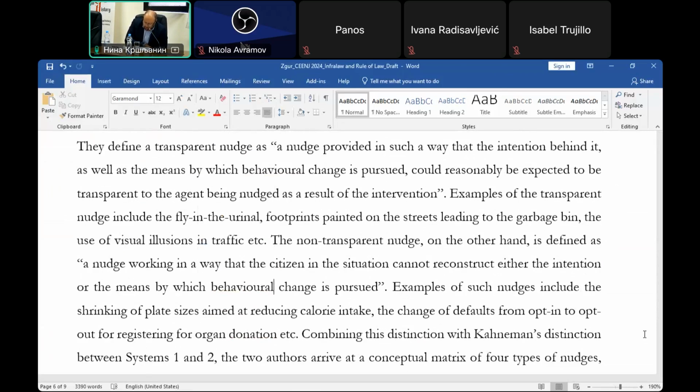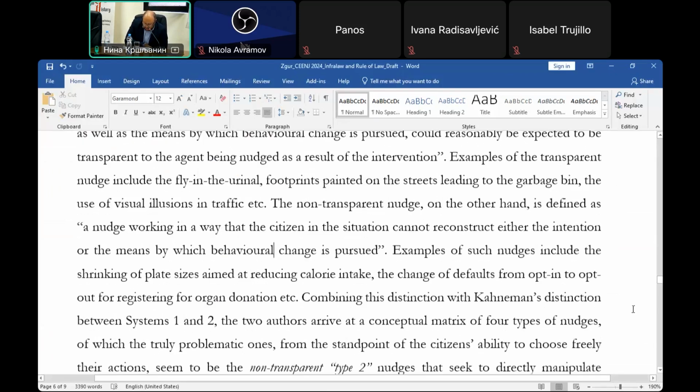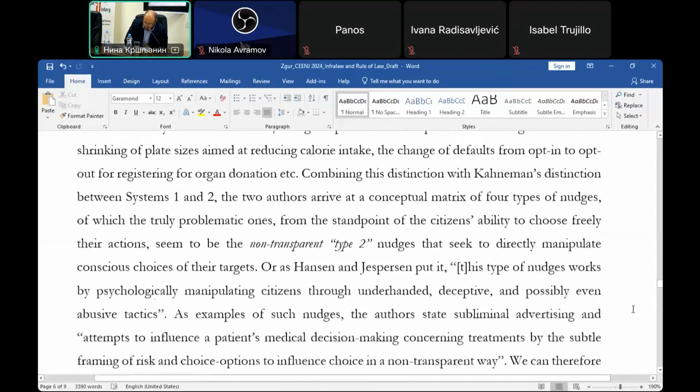The non-transparent nudge, on the other hand, is defined as a nudge working in a way that the citizen in the situation cannot reconstruct either the intention or the means by which behavioral change is pursued. Examples of such nudges include the shrinking of plate sizes aimed at reducing calorie intake, the change of default options from opt-in to opt-out for registering organ donation, and so on.